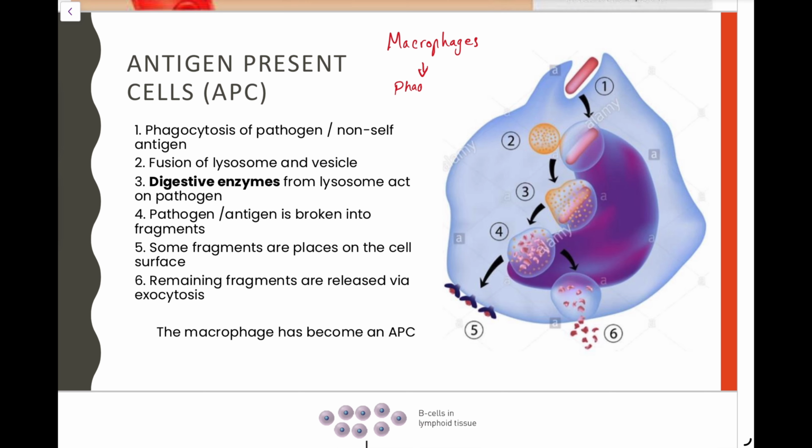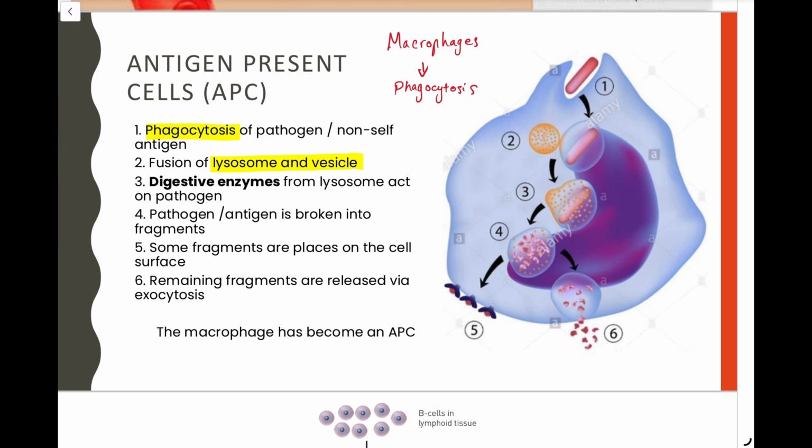And when they do this, these macrophages become an antigen-presenting cell, or an APC. So how do they do this? Well, number one, we have the phagocytosis of the non-self antigen. And during this process, we have the fusion of lysosome and vesicle together. And then the digestive enzymes from the lysosome will act on that pathogen and break it down into really small fragments.